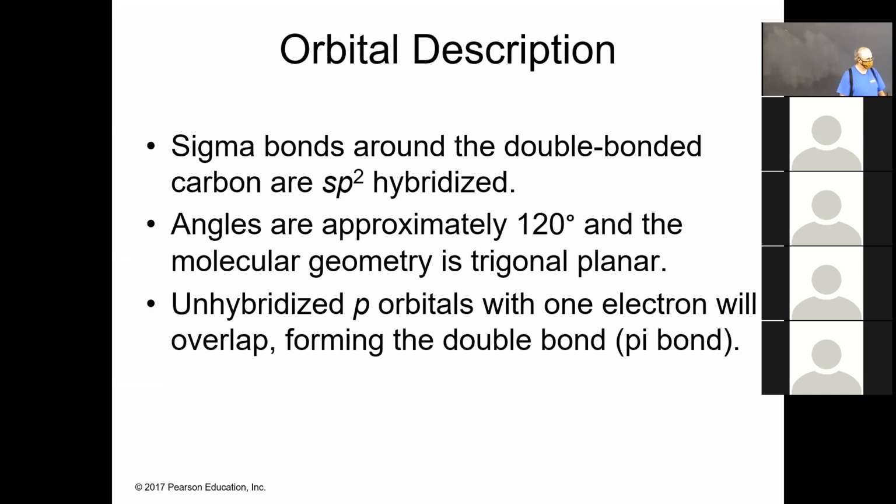So sigma bonds around the double bonded carbon are sp2 hybridized. The angles are approximately 120 degrees, and the molecular geometry is trigonal planar. Unhybridized p orbitals with 1 electron will overlap, and this forms the pi bond.